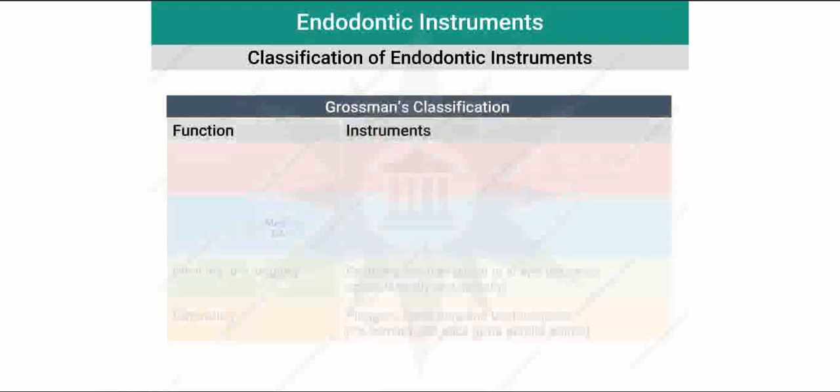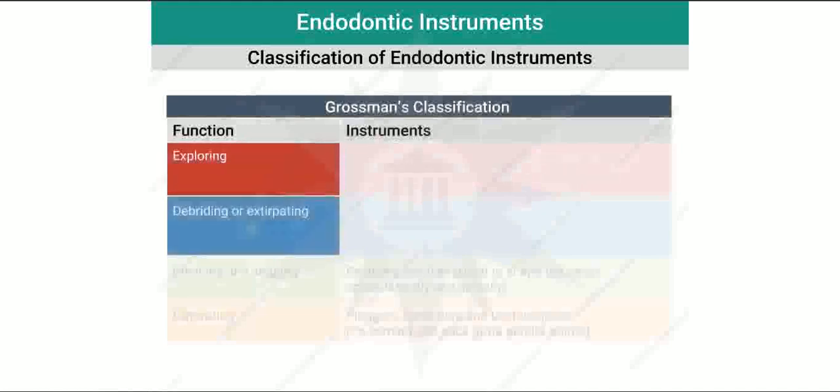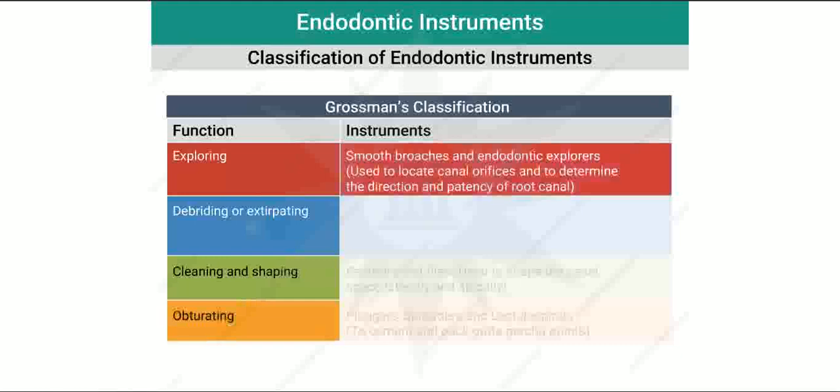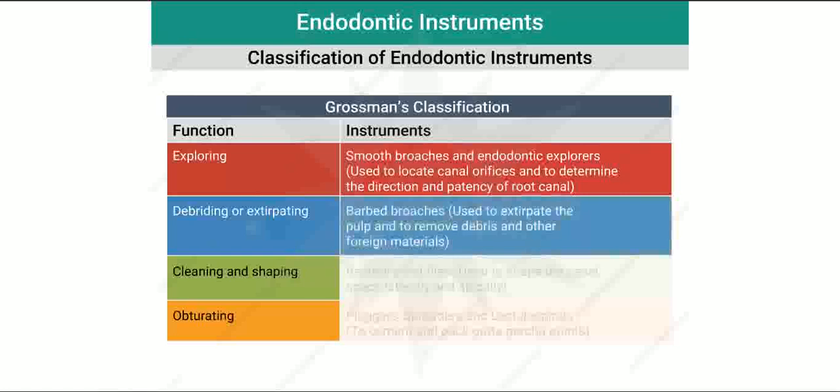Grossman classified instruments into four types based on their function. They are exploring, debriding, cleaning and shaping instruments, and obturating instruments. Under exploring instruments, he included small, smooth broaches and dental explorers, or simply called endodontic explorers. These are used to locate canal orifices and to determine the direction and also the patency of the root canal. Under debriding or extirpating instruments, he included barbed broaches. They are generally used to extirpate the pulp.